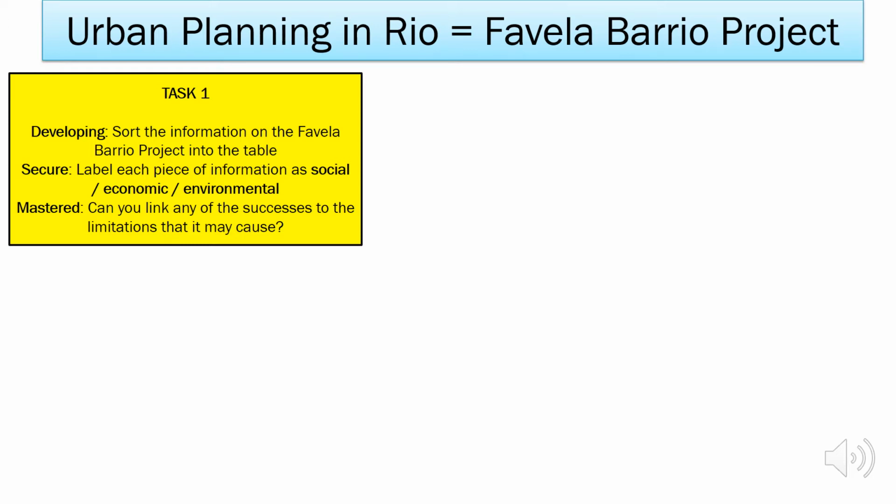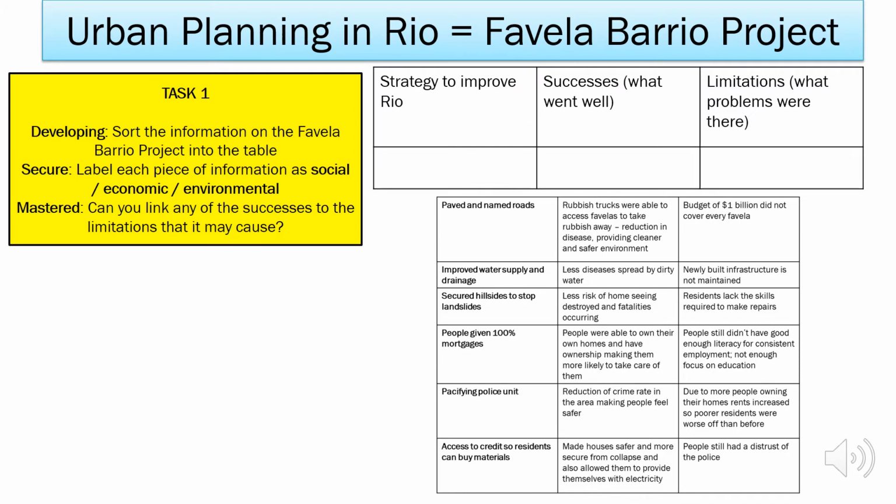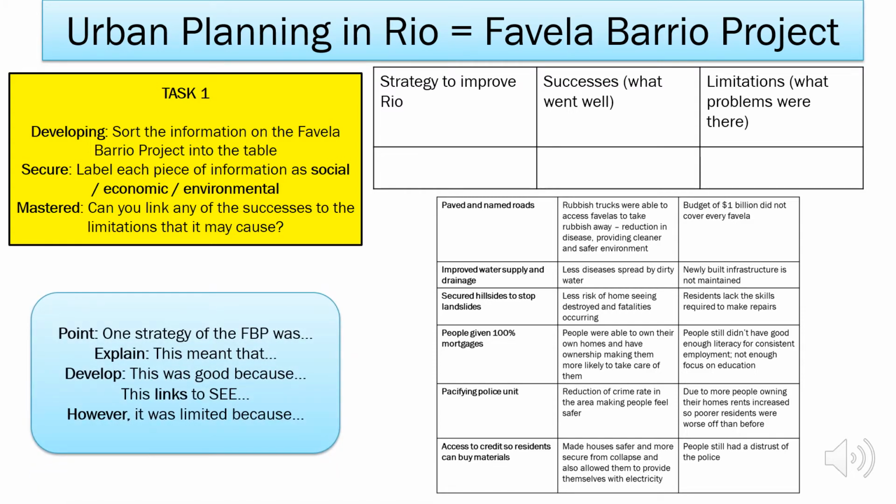So for Developing, you will sort the information given into this table, with the headings Strategy to Improve Rio, Successes, so what went well about it, then the limitations, so what problems did they run into. For Secure, you will label each piece of information you've put into your table as social, economic, or environmental. And then finally, Mastered, you will use this PEDAL structure to link any other successes to what limitations it might cause.